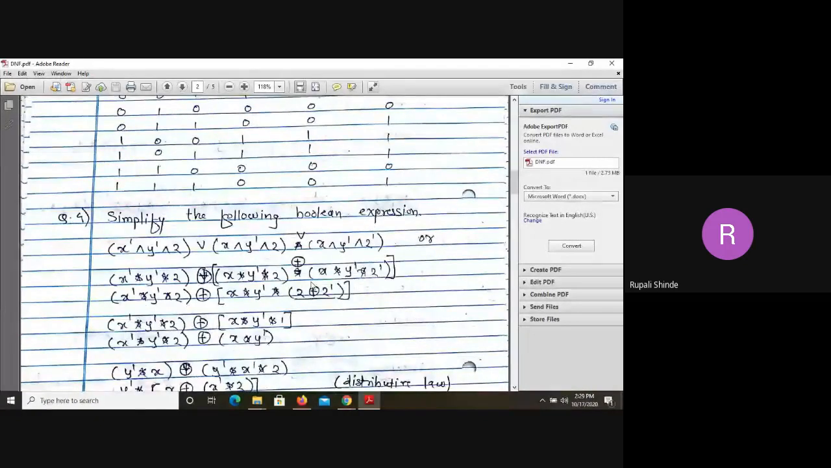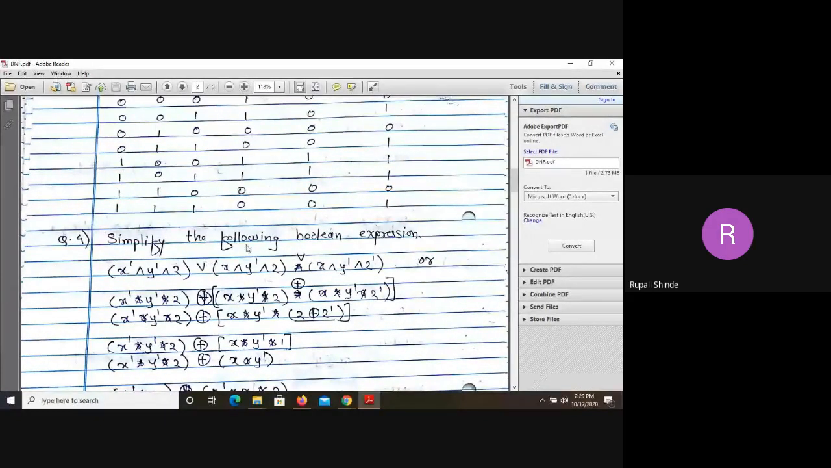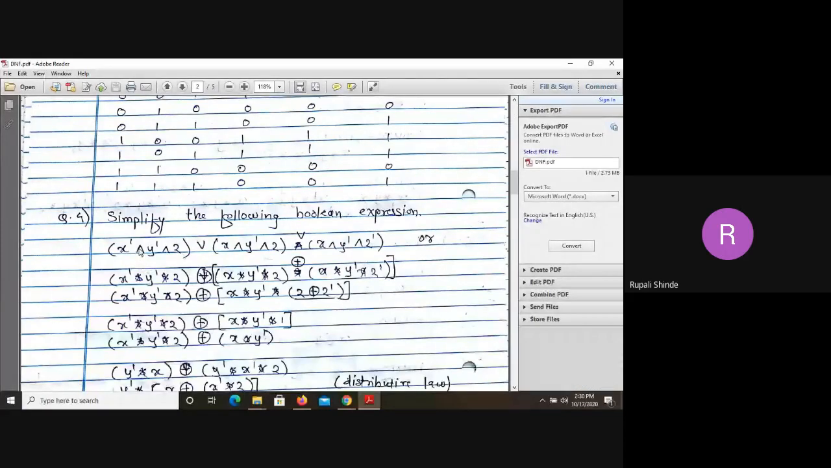So just look at this example. Simplify the following Boolean expressions. We have to simplify it. So can you try for this example? Okay. Togetherly we will solve it. So three terms are given here: X complement and Y's complement and Z, or X and Y's complement and Z, or X and Y's complement and Z complement. Okay. So here again we can transform this one into equivalent form.